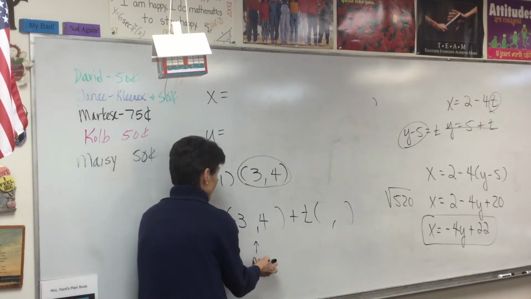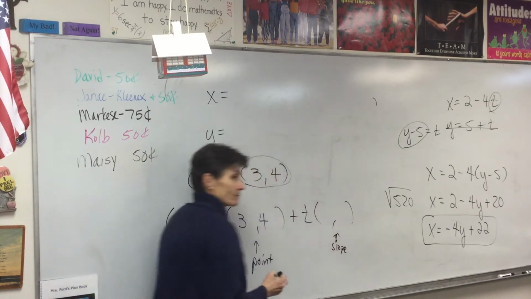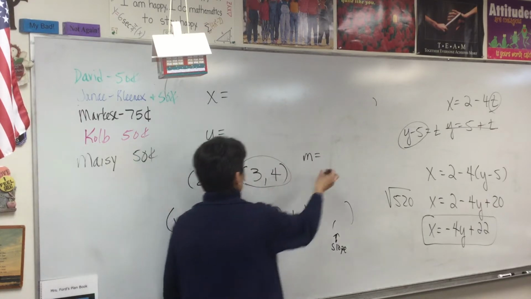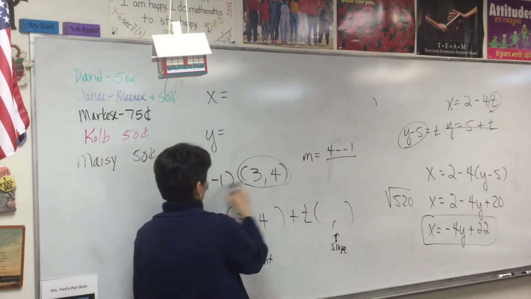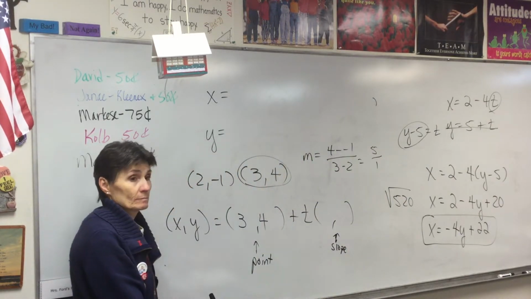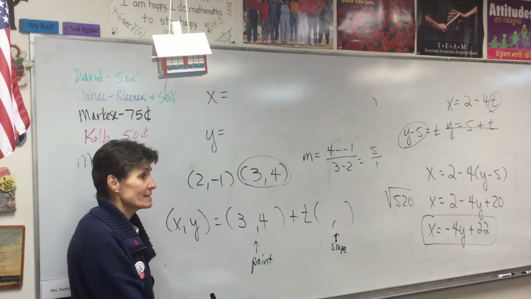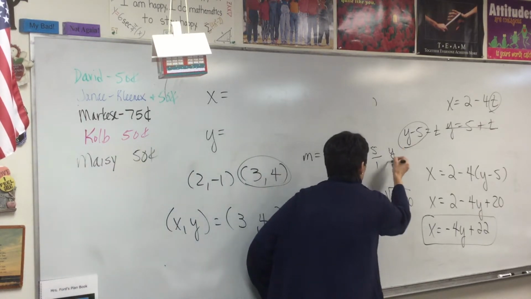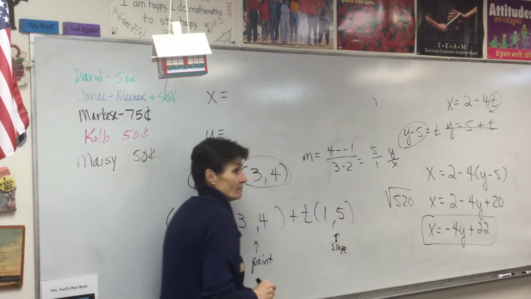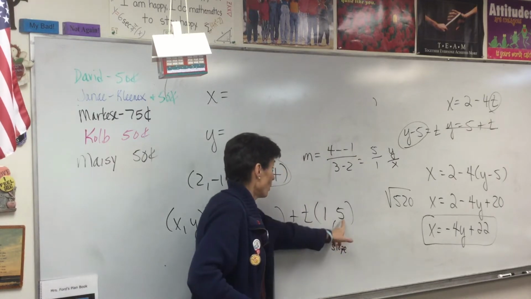So the point always goes first. Here goes the slope, right? You may have already found the slope. I haven't, so I need to. So my slope will be 4 minus negative 1 over 3 minus 2. So I got a slope of 5 over 1. And here's where the mistake's going to be made if you're not paying attention. Slope is y over x. So when you write it here, it has to be 1 comma 5, because y is 5, x is 1.